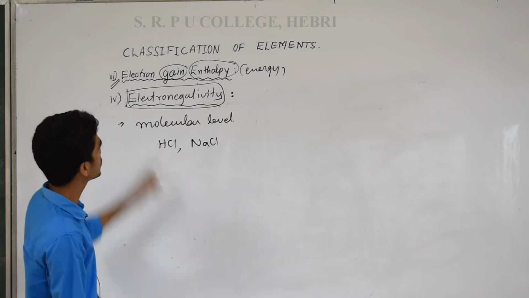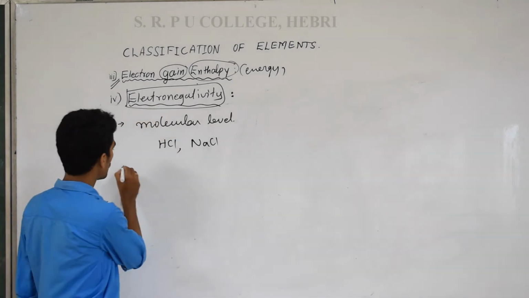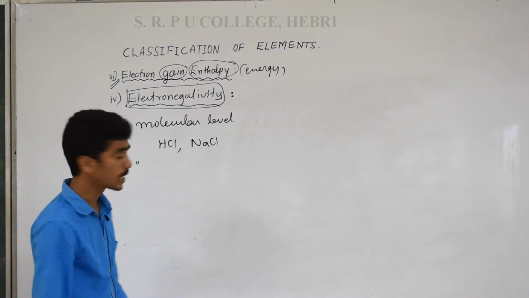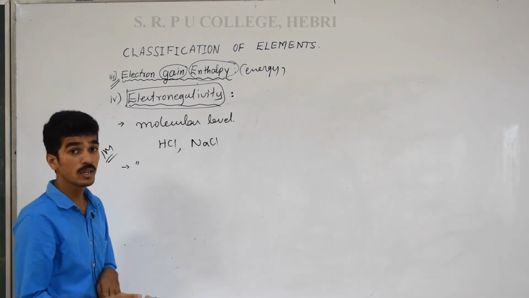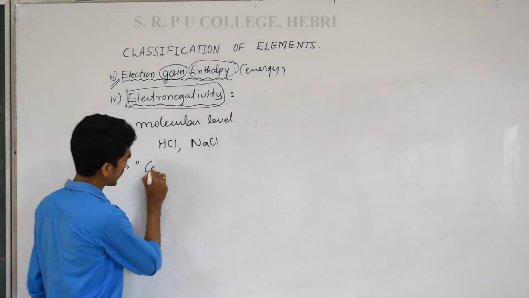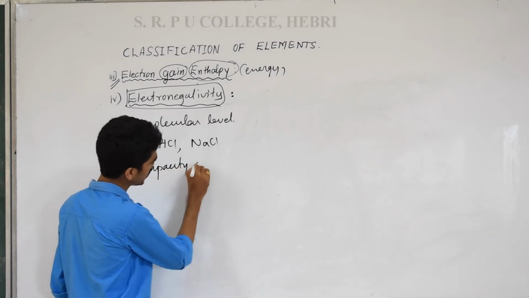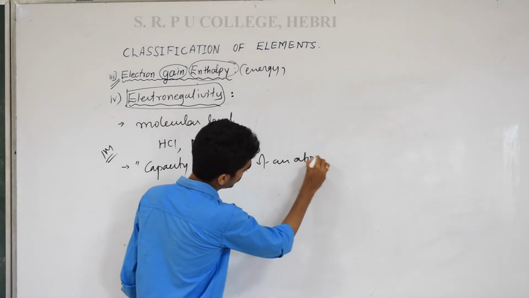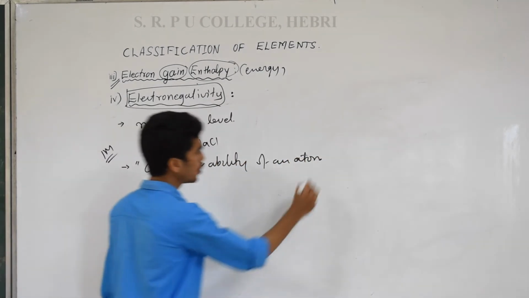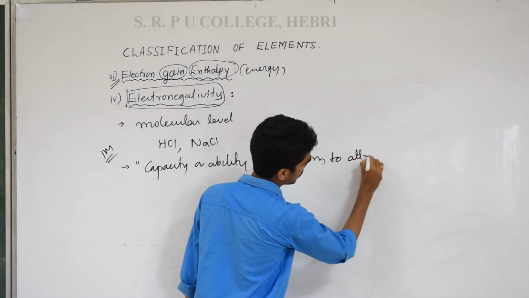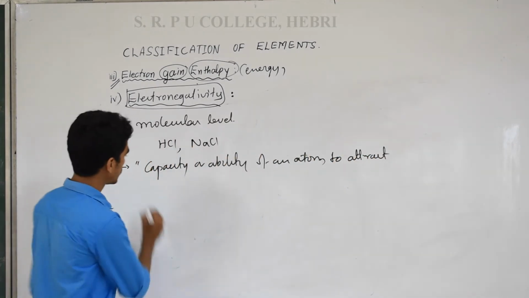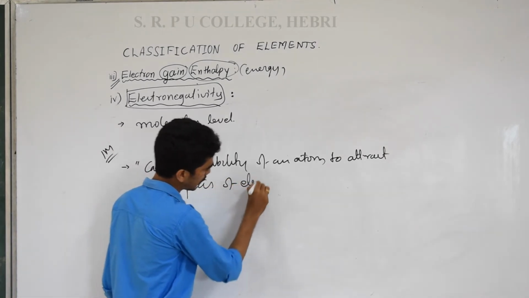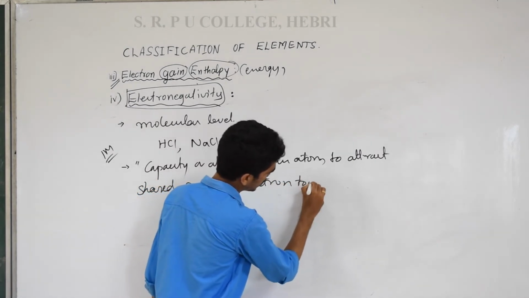What is the definition of electronegativity? This is very important for one more question. Define electronegativity: it is the capacity or ability of an atom to attract the shared pair of electrons towards itself.